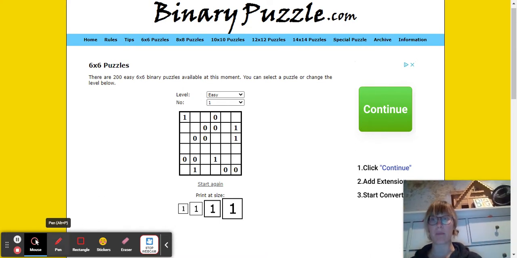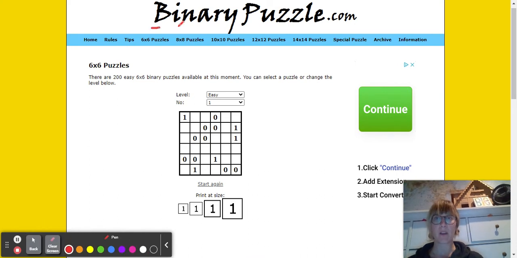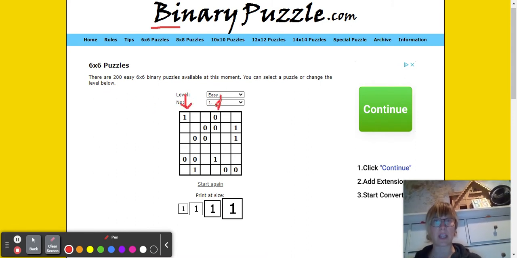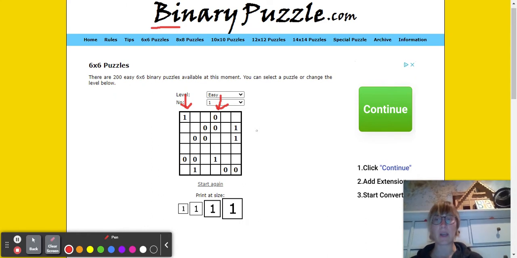So if you think about the word binary, bi as a root means two. So in this puzzle, there are two different pieces of the code you can put in. You can either put in a 1 or you can put in a 0. So those are the only options, right? Those are the only two things that you can put into this puzzle.